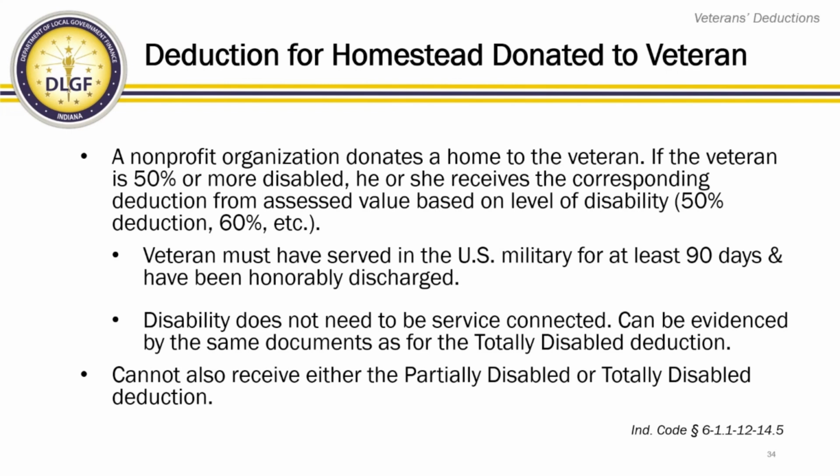So it's just proportionate, or there's a direct correlation between the amount of the deduction and the level of disability. The veteran must have served in the military for at least 90 days and have been honorably discharged. And the disability does not need to be service connected, and it can be evidenced by the same documents as for the totally disabled deduction. However, in this case, you cannot also receive either the partially disabled or totally disabled veterans deduction. Next.